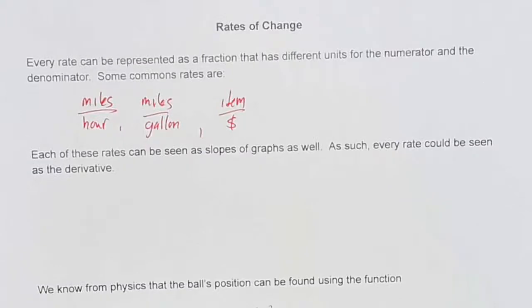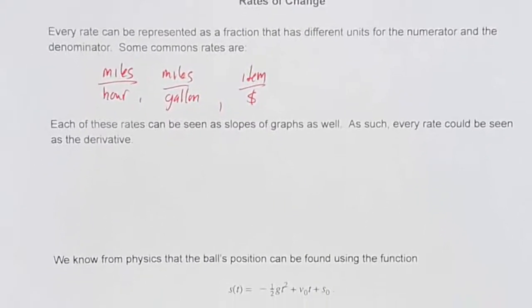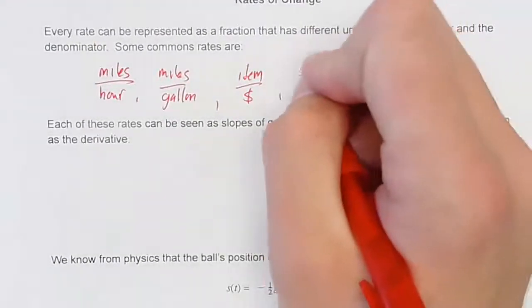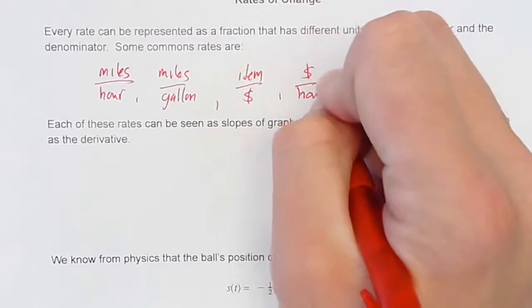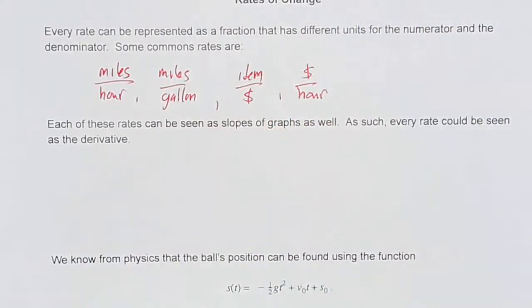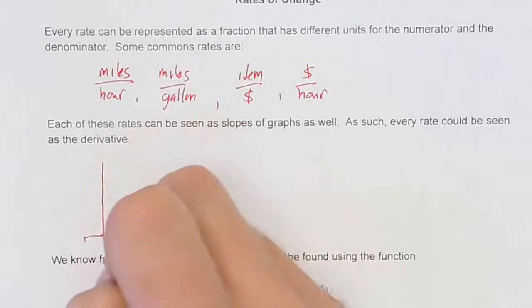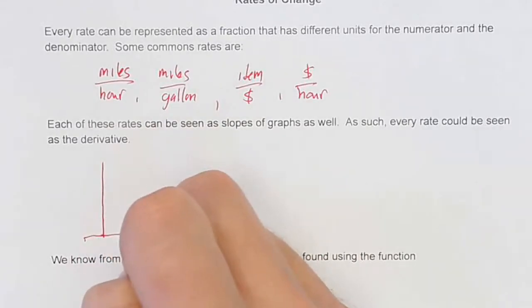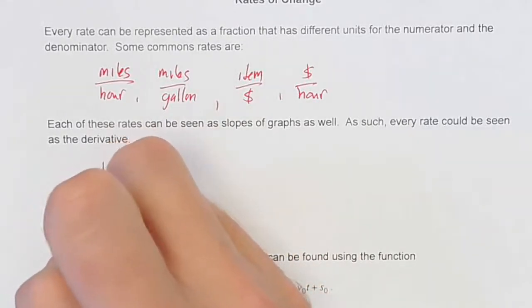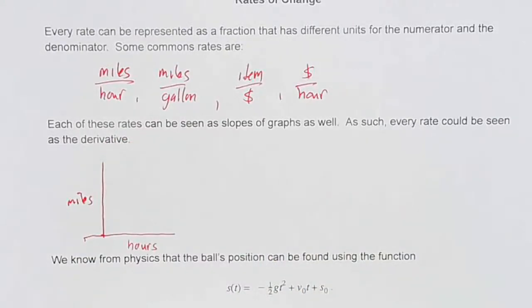There's a lot of different rates that we use. Dollars per hour if you're getting paid for a job. So each of these rates can be seen as slopes of a graph. Well, what do you mean, Mr. Rigger? Well, what if I have hours here and I have miles here? This is a distance versus time graph.